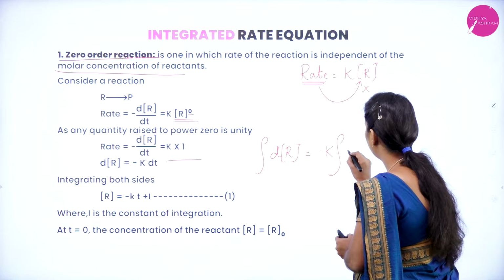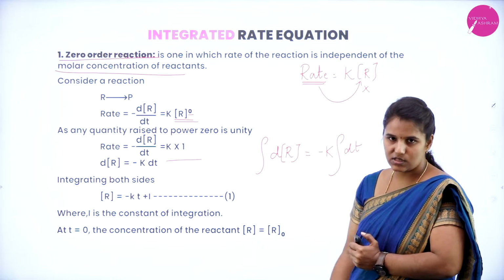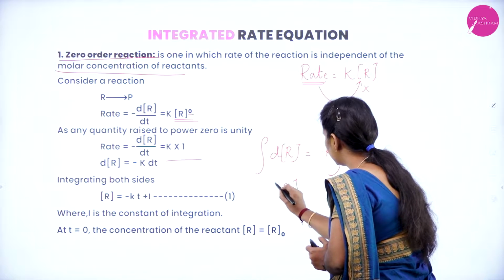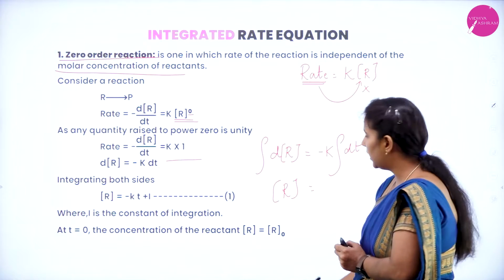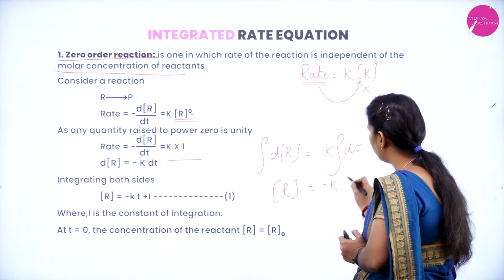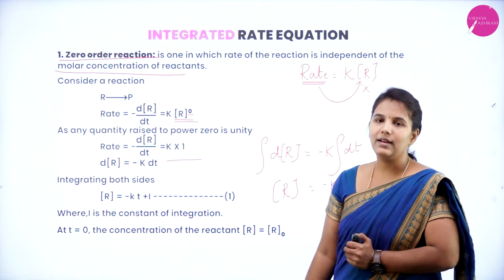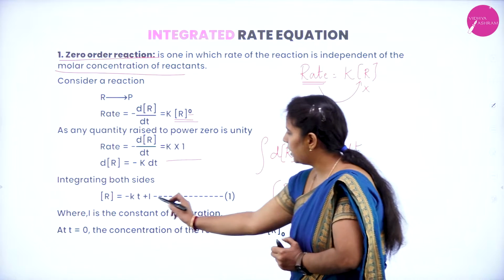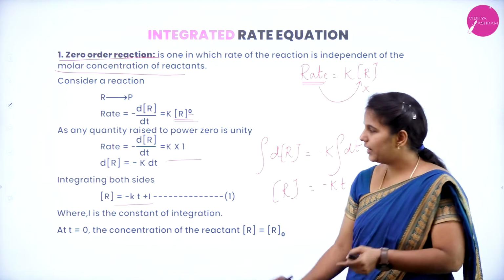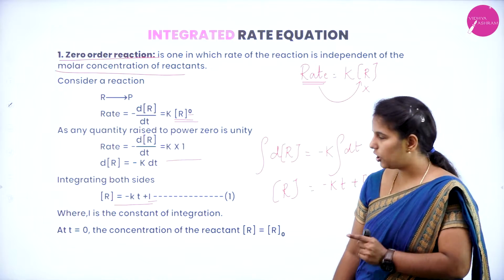We know that the integration of dx is nothing but x only. Is it right? So you can write directly the molar concentration of R. So minus K into the integration of dt is nothing but minus Kt plus I. Why is it I? Because this is an integration constant. So this is how I'll get this equation by integrating on both sides. When I get this equation here, the I represents the integration constant.